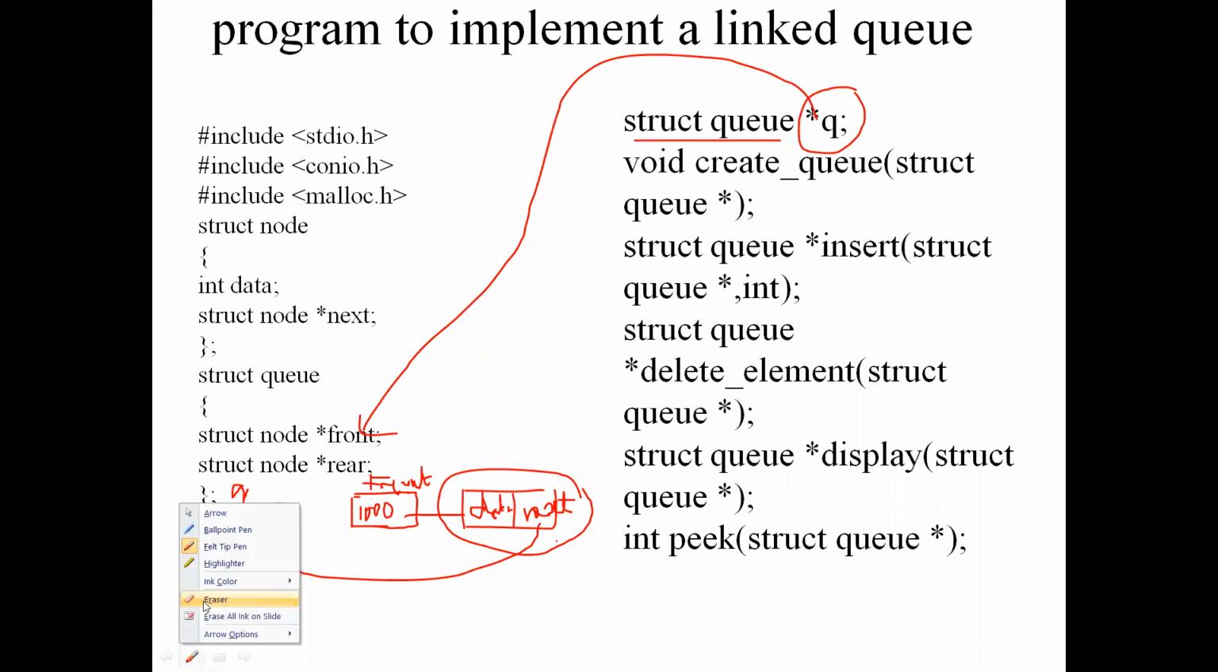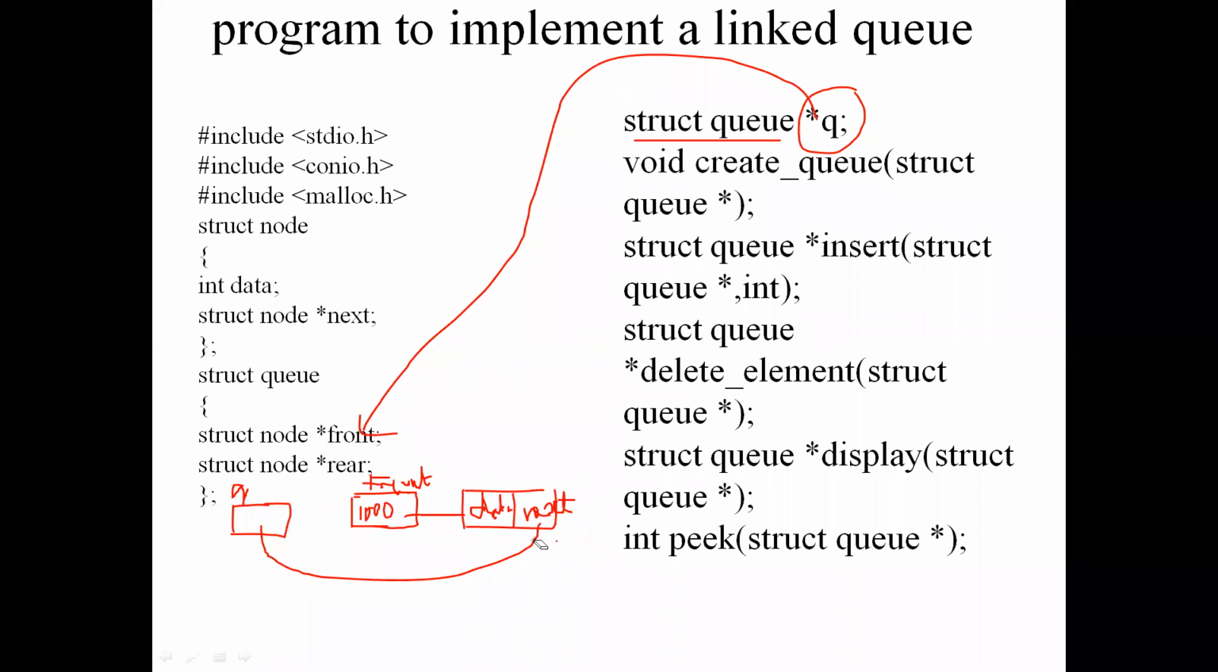So this is 1000. The address of this node is 1000. Okay, and this front node will also have some address. Let it be 200. Okay, this 200 is stored where? Here only.